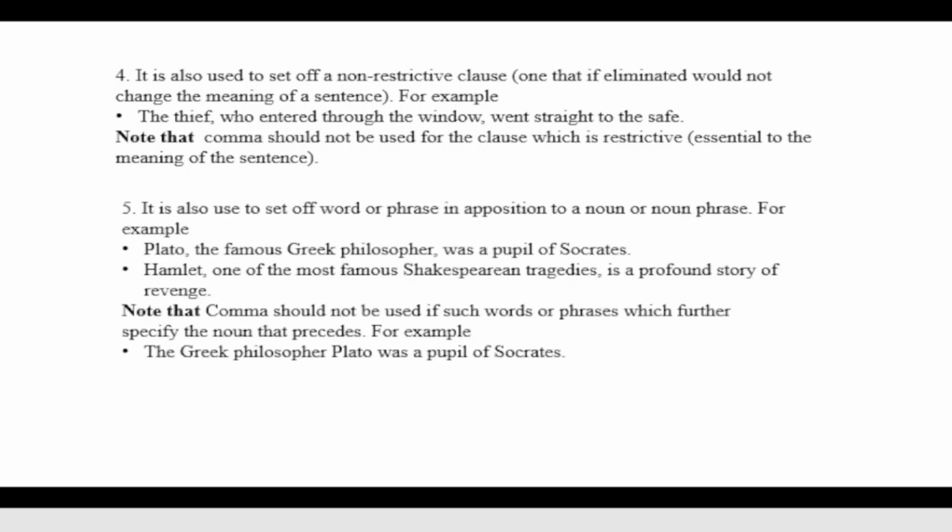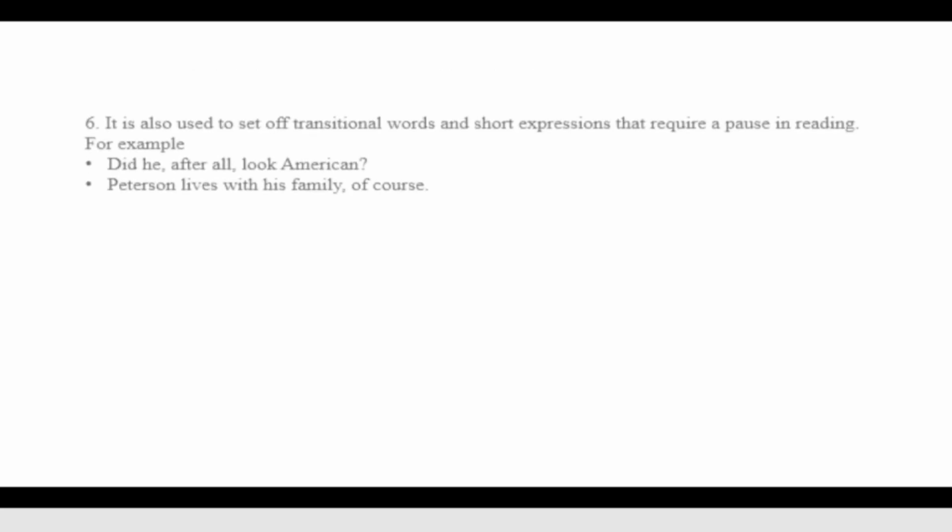5. It is also used to set off a word or phrase in apposition to a noun or noun phrase. For example, Plato, the famous Greek philosopher, was a pupil of Socrates. Hamlet, one of the most famous Shakespearean tragedies, is a profound story of revenge. Note that a comma should not be used if such words or phrases further specify the noun that precedes. For example, the Greek philosopher Plato was a pupil of Socrates.